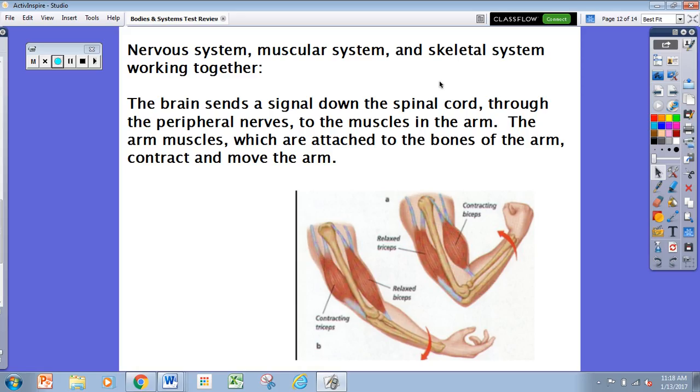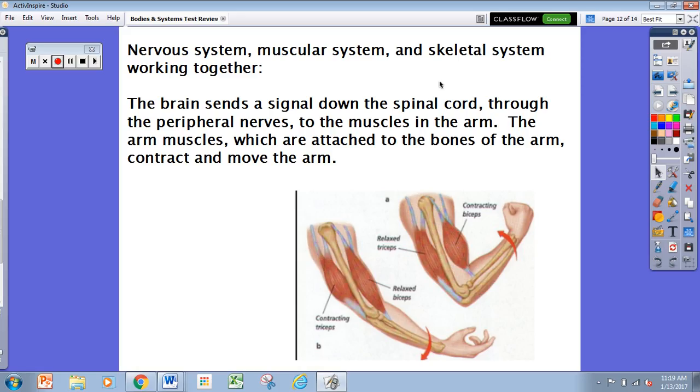So if you decide to do a movement, move your arm, move your leg, pick up a pencil, whatever it is, once you decide to do that, your brain sends a signal down the spinal cord, out through the peripheral nerves. We talked about those. Those are the ones that go out to every little part of your body, your arms, your legs, your fingers, your toes, all your muscles.